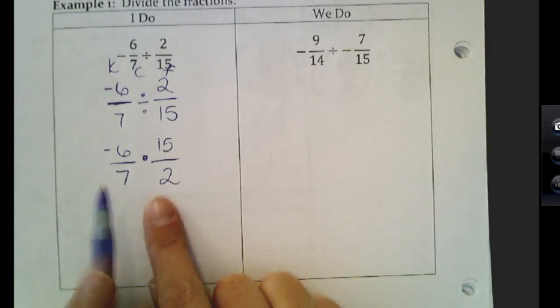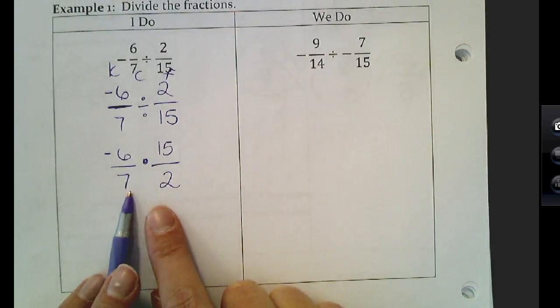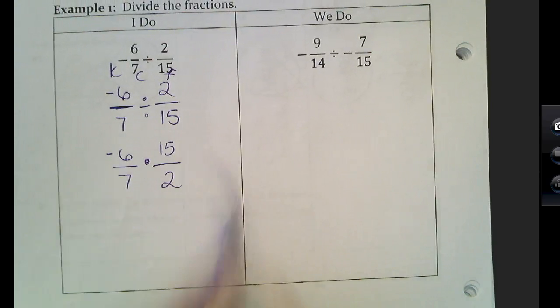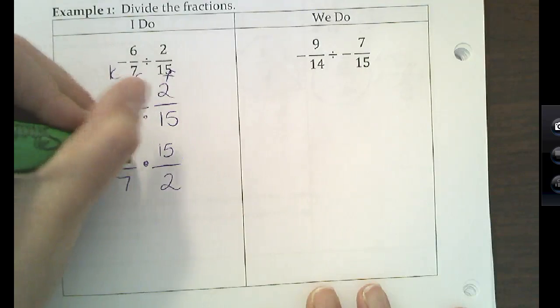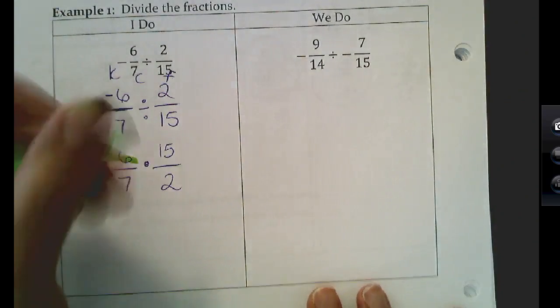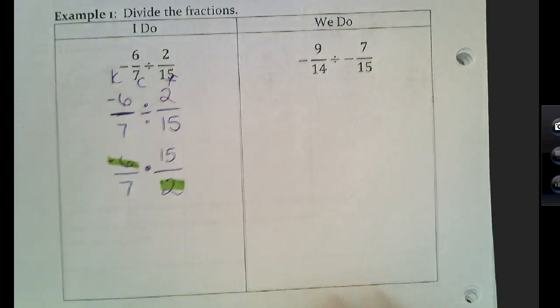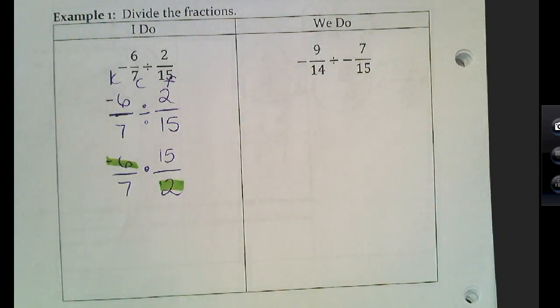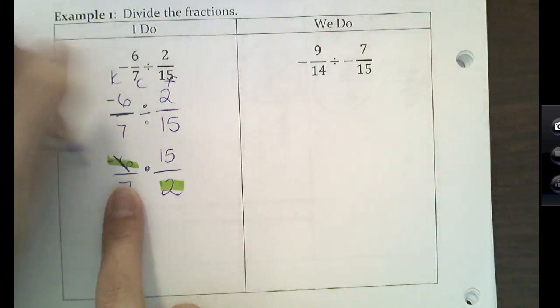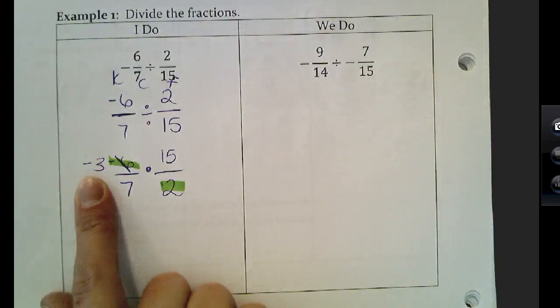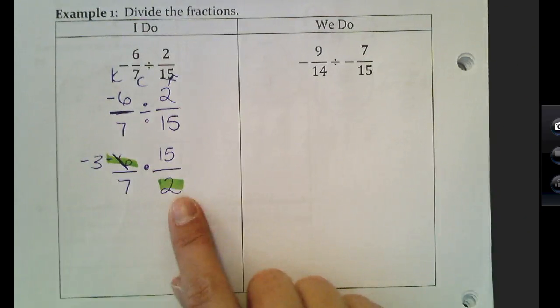So now that we've done our keep, change, flip, we have a multiplication problem. Raise your hand if you see some cross canceling. So you're looking for cross canceling. Very good. I love the fact that you called that a -6. That's a -6. That's a +2. We're going to divide both of them by 2. What's -6 divided by 2? -3. Good. Nice job keeping the negative with the 3. That's awesome. What's 2 divided by 2?